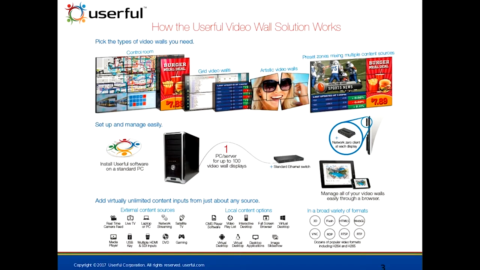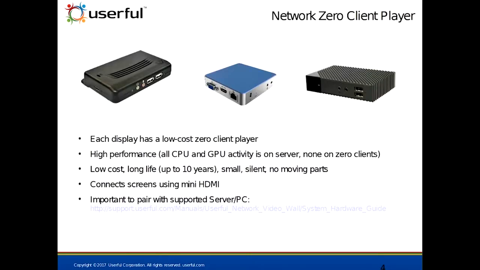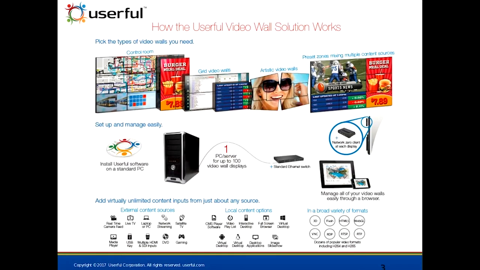Each of the displays has a zero client on the back of it. This zero client receiver is about the size of a deck of cards. Let me flash over to the next screen and you can kind of see what they look like. They have HDMI output that connects to the displays and then connects back to the PC through an Ethernet cable. These zero clients, they have no moving parts. There's no processor, there's no hard drive, there's no memory. They're really like network addressable video cards. They receive pixels and push them out to the screens themselves. All of the heavy lifting, all of the synchronizing, all the content rendering, that's done on the PC itself. And this is one of the things that makes Userful so efficient.